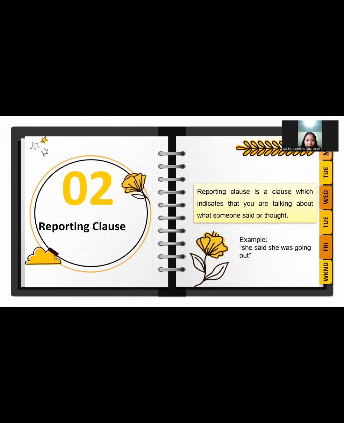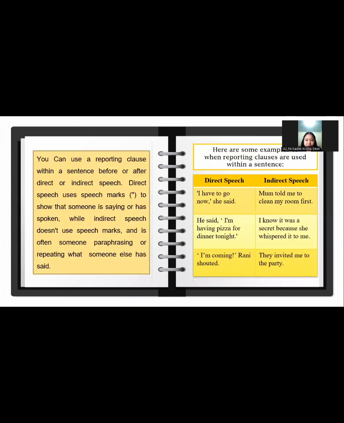Okay, let's move to the second material. Reporting clause. A reporting clause is a clause which indicates that you are talking about what someone said or told. For example, she said she was going out. And you can use a reporting clause within a sentence before or after direct or indirect speech.